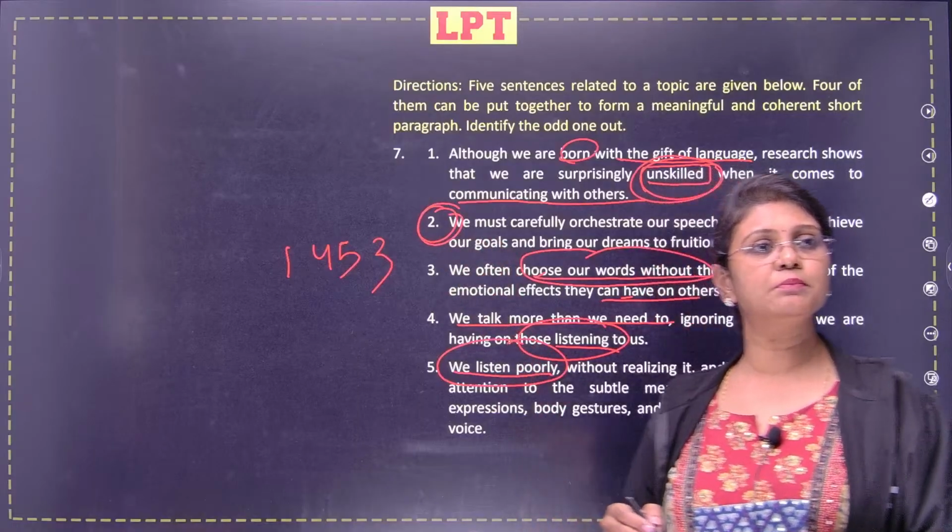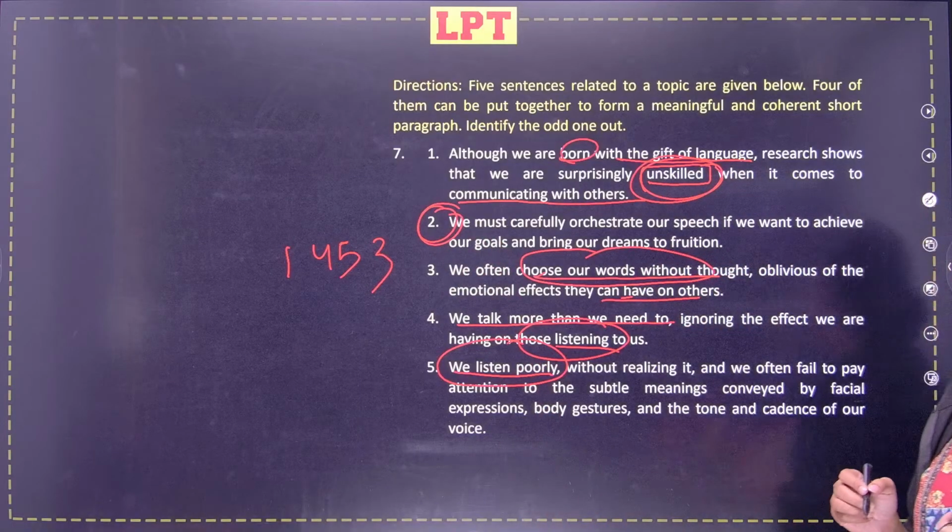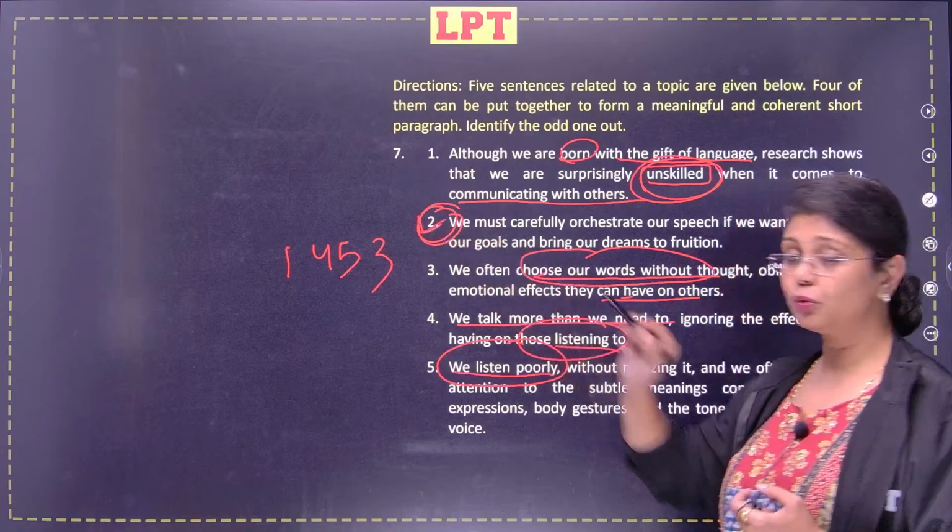That was a great attempt, Jay. All right, so I understand you have figured out that 2 is the odd one out.